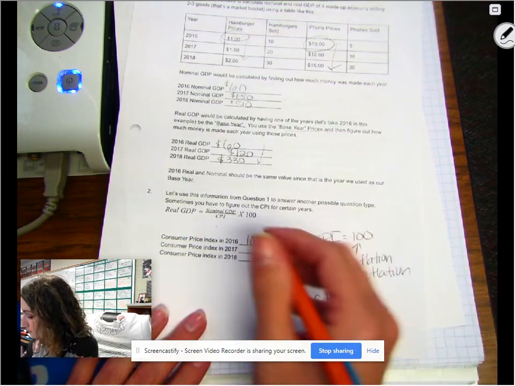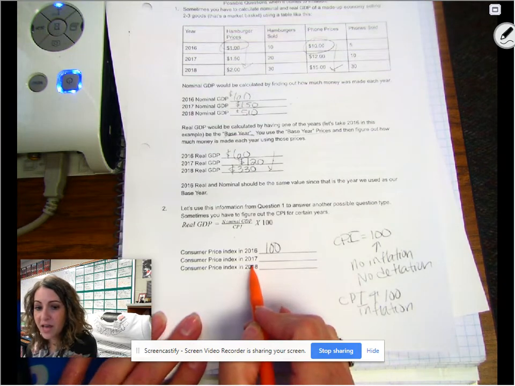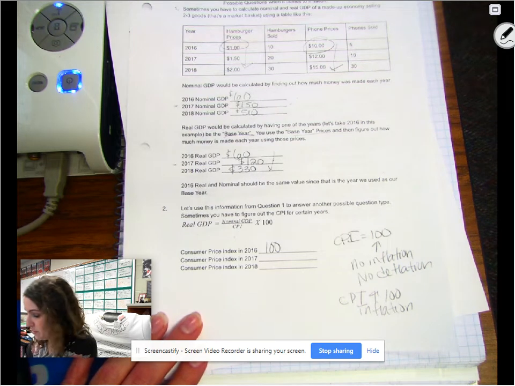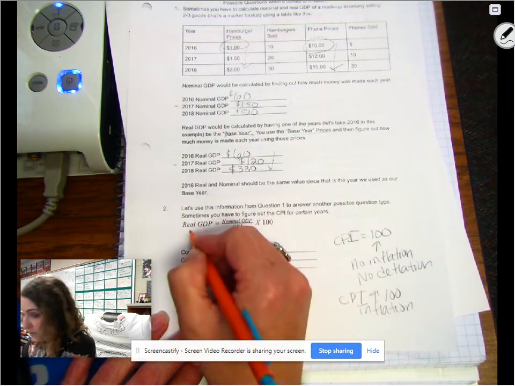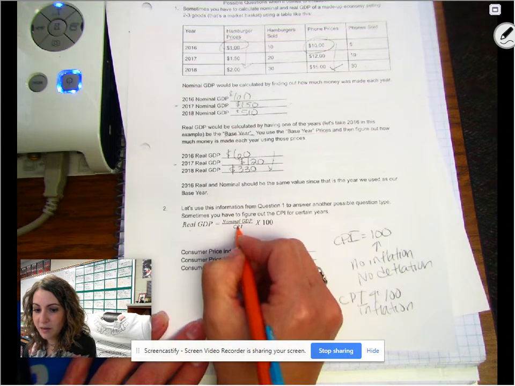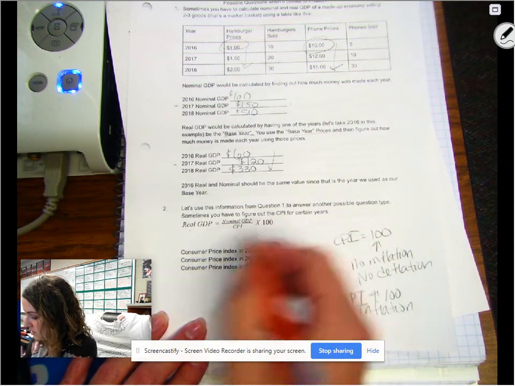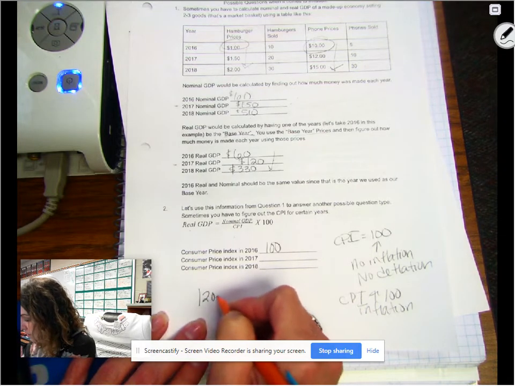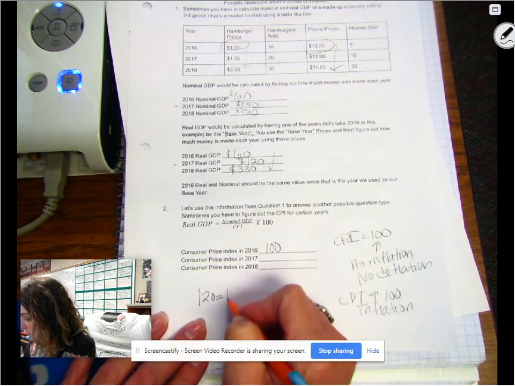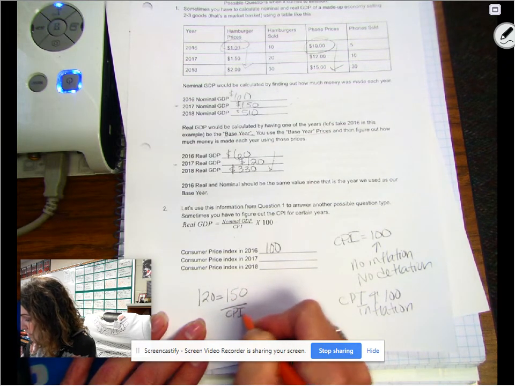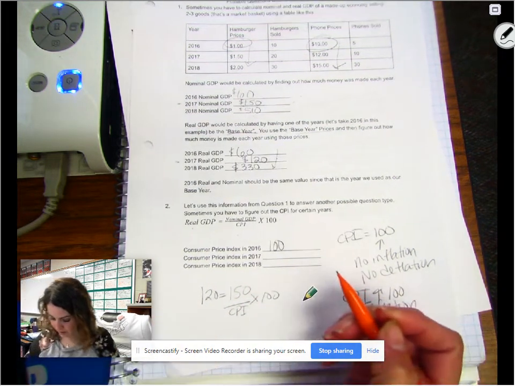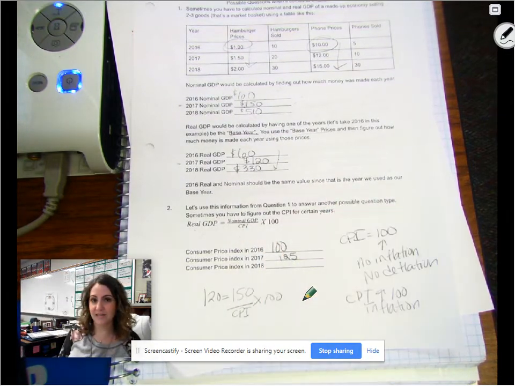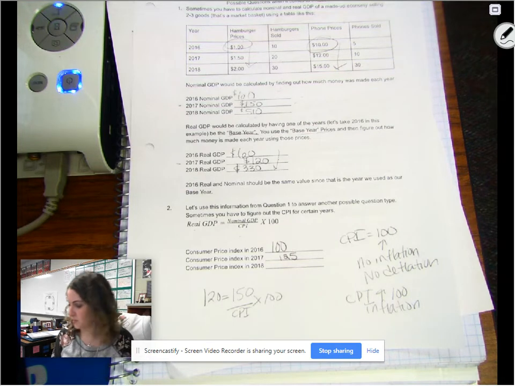So for CPI of 2017, now we're taking 2017 real and nominal and solving for CPI. So remember, it's real equals nominal over CPI times 100. For 2017, real is 120. Nominal is up here, it's 150, over CPI times 100. Solve for CPI, and you're going to get 125. That's the CPI for year 2017.